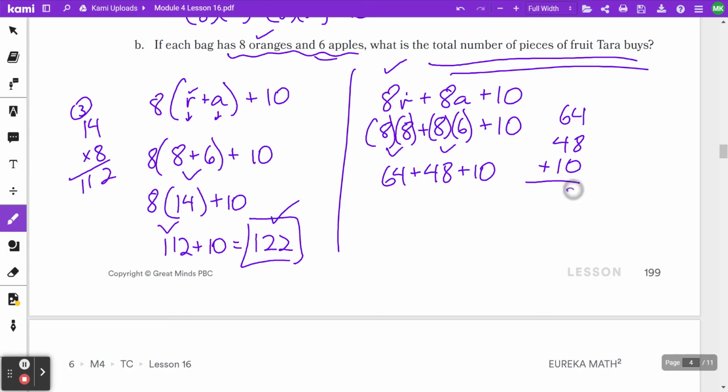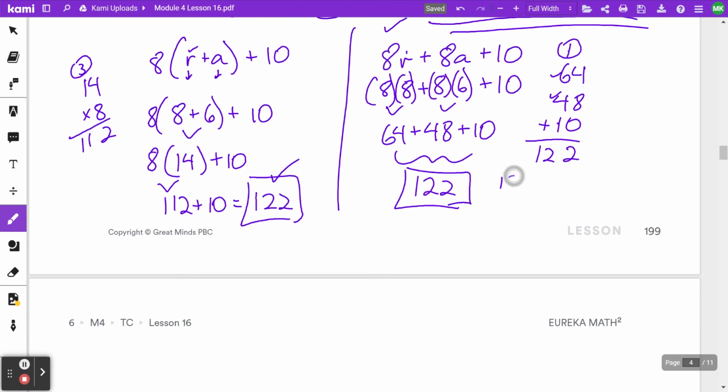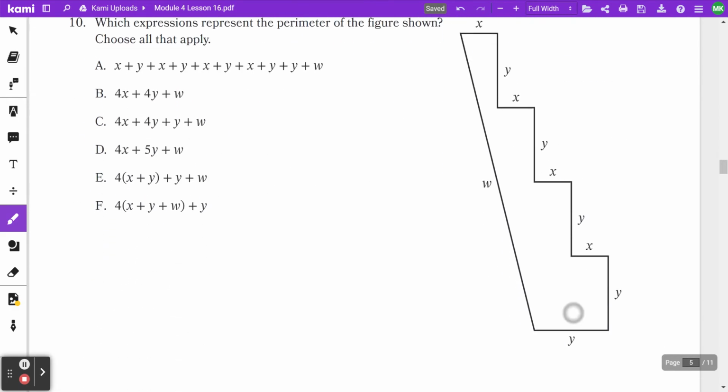So there's a 12. 6 plus 4 is 10. And 11 and 12. 122. Look at that. 122. So 122 total pieces of fruit. There it is. So 122 total pieces of fruit. See? So everything's equivalent to one another. I just proved that both equations are totally equivalent. Okay? So there you go.